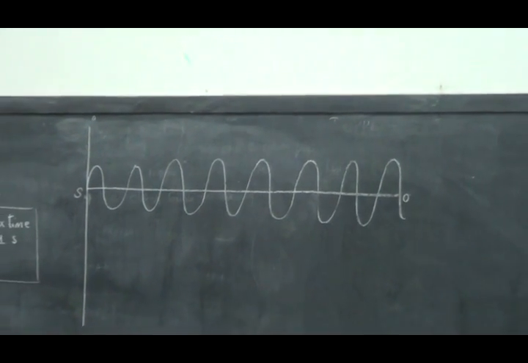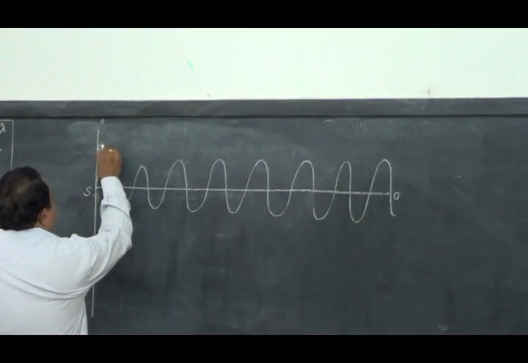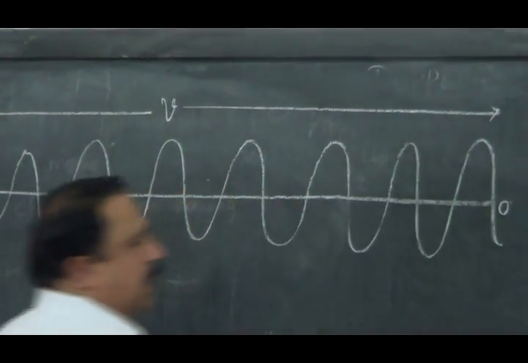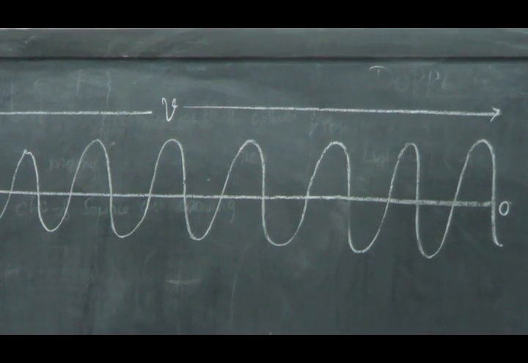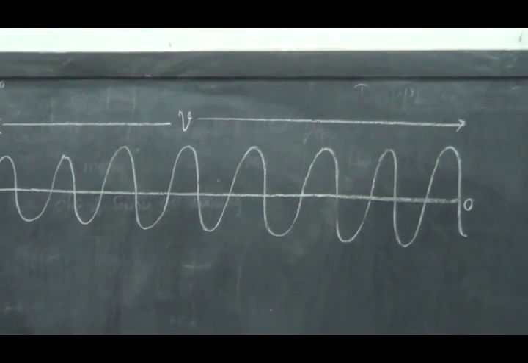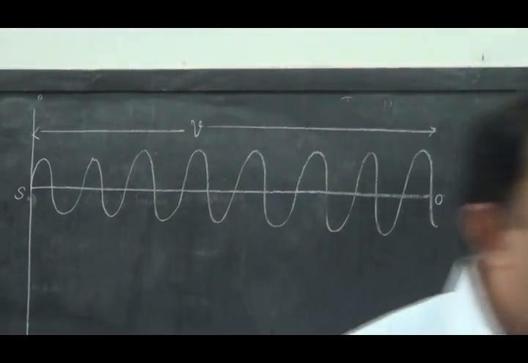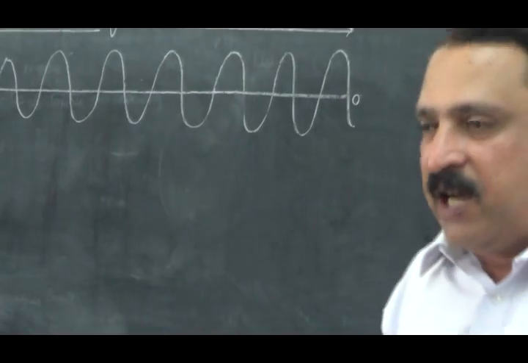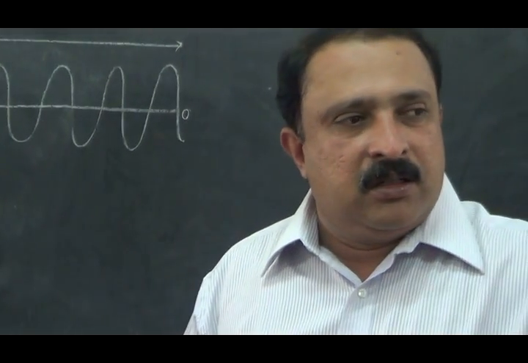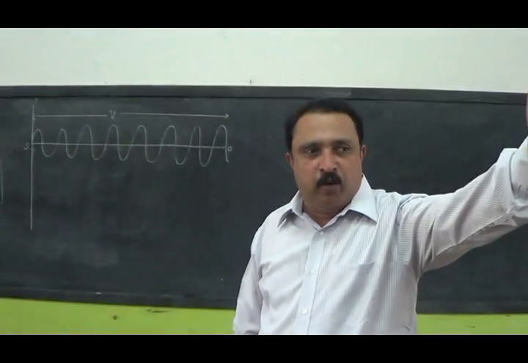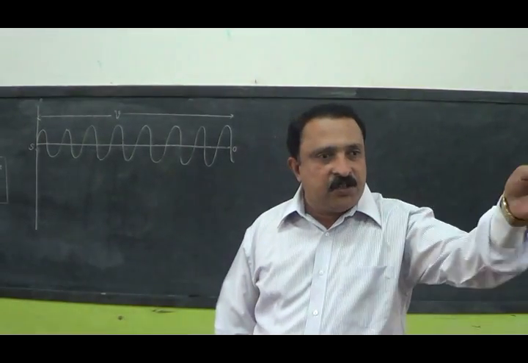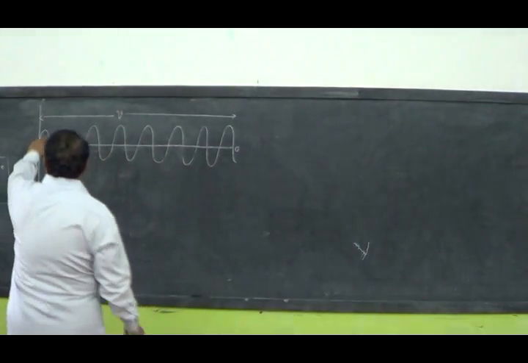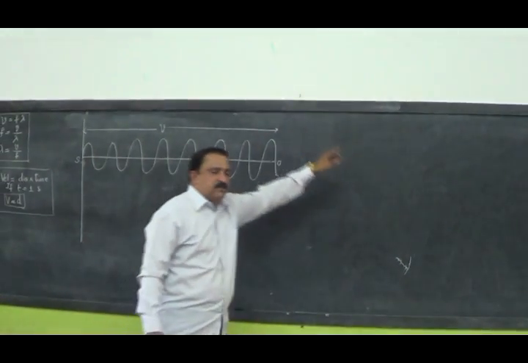Let V be the velocity of the wave that reaches the observer. You imagine now the engine has blown the horn. That horn should reach you that you are in 1 kilometer in the railway station. So the wave has now traveled 1 kilometer distance. So it has started moving. Let V be the velocity of the wave.